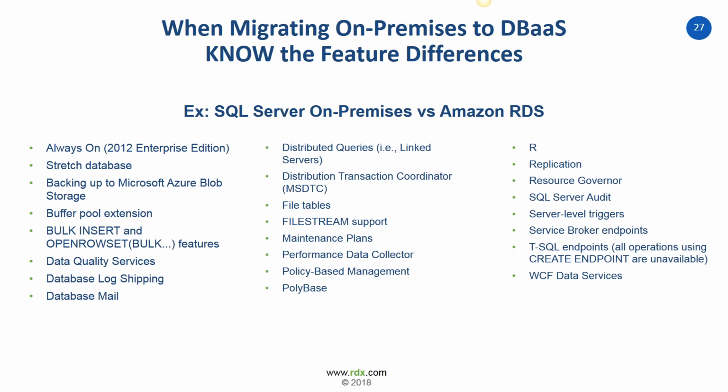This feature mismatch isn't just an Amazon issue. Take a look at Microsoft's Azure SQL DB documentation. It provides a list of differences between SQL Server on-premises and Azure SQL DB, two database products built and offered by the same vendor, and they have feature mismatches.